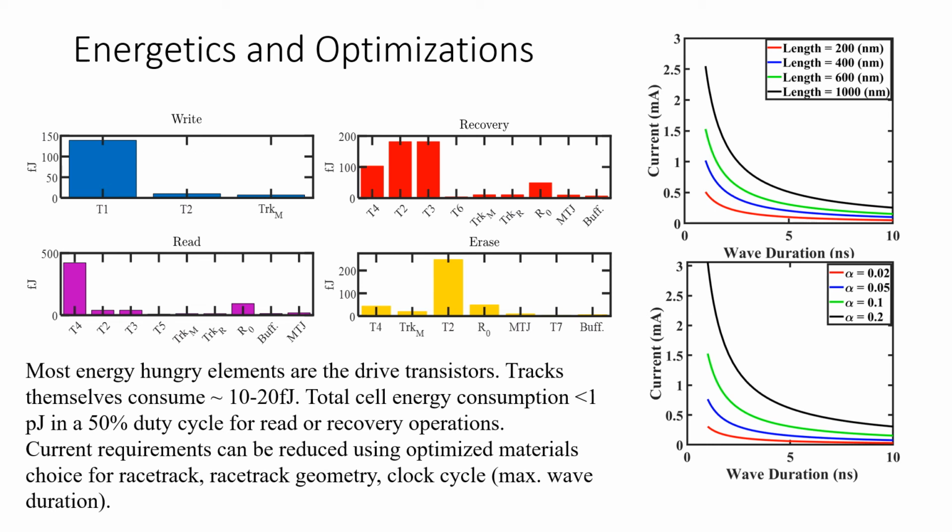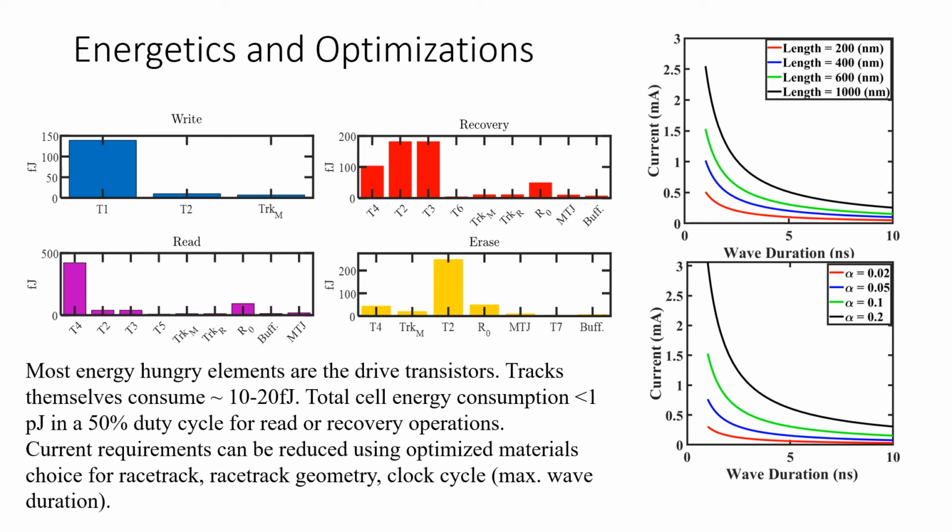The main energy consumption happens in the drive transistors, because you have to drive so much current into the racetracks. However, even with that, the total we found can be less than 1 picojoule for this kind of operation.